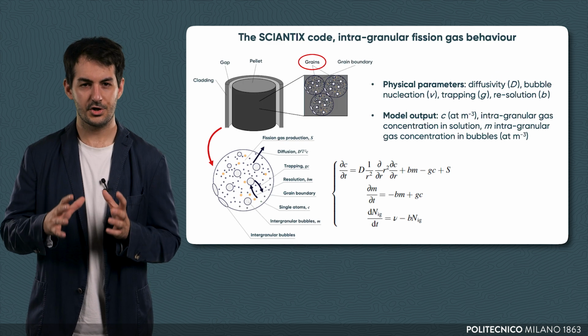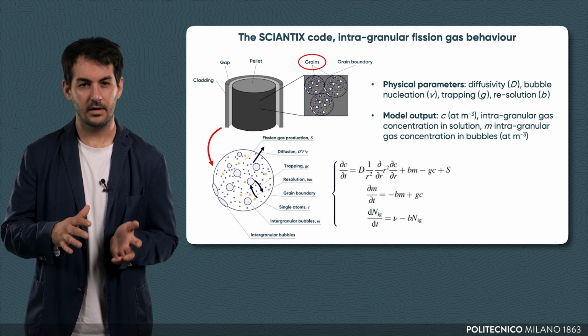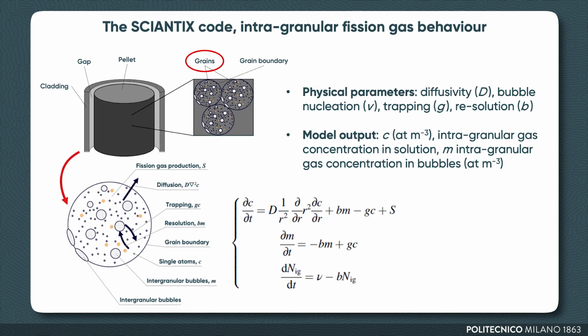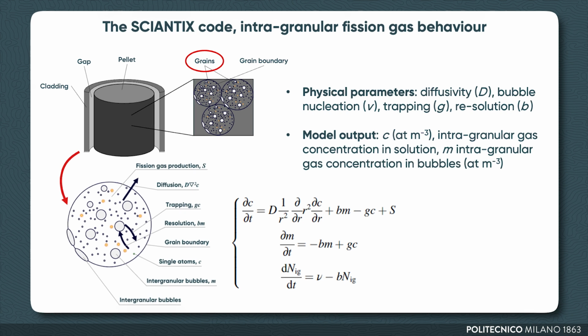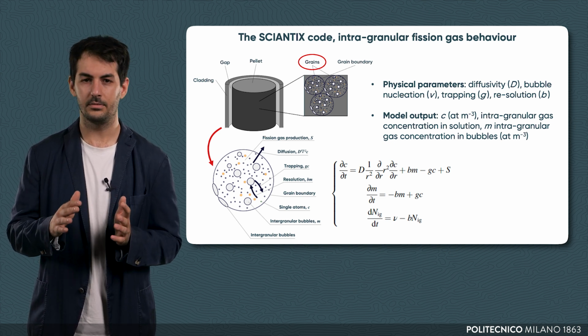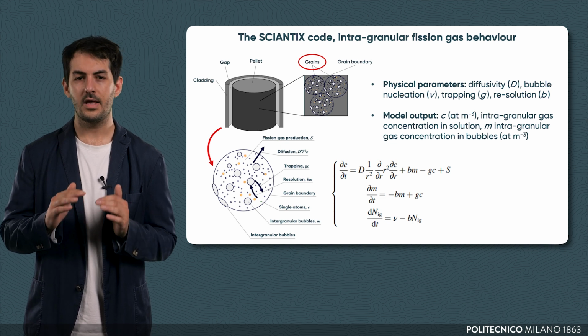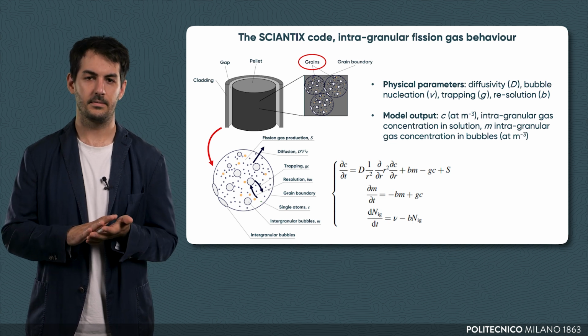Now we focus on the stationary intragranular behavior of fission gases. SCIANTIX models how xenon and krypton atoms produced by fission reactions diffuse inside the grain and become trapped in intragranular bubbles. It also describes the resolution process, where bubbles dissolve, releasing gas atoms back into the lattice. This competing mechanism controls the retention of fission gases inside the grains and their availability for migration towards the grain boundaries. The intragranular behavior strongly influences the overall swelling of the fuel and the onset of fission gas release.